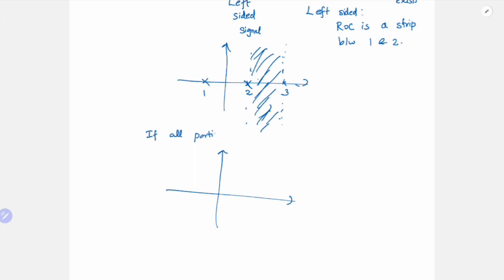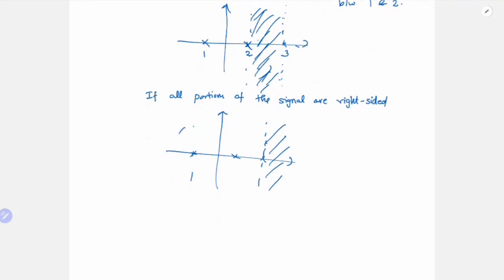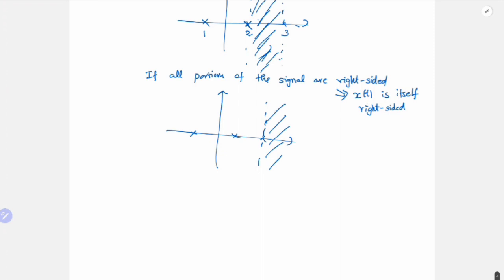If all portions of the signal are right-sided, then what will happen? It will just be this, right? Similarly, for the left-sided, it will just be here, which I'm not writing down. So this also implies that x of t itself is right-sided. Why? Because if all the portions are right-sided, then there exists some t naught such that for t less than t naught, x of t itself is going to be 0. So x of t itself being right-sided means its Laplace transform also has a right half plane, right?